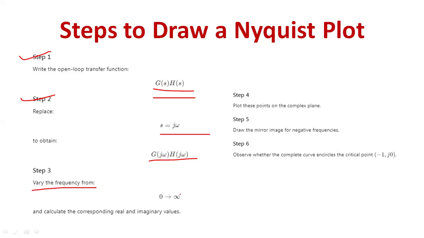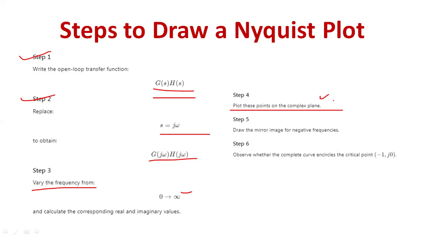Vary the frequency from 0 to infinity. You have to check each frequency, put different values of omega, and you can compute G of S into H of S. That means you can compute G of j omega, H of j omega. You are given a transfer function, right? Plot this point in the complex plane.